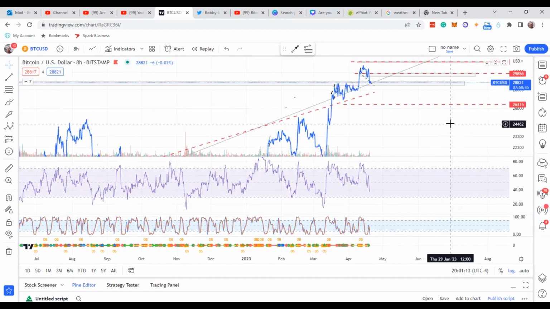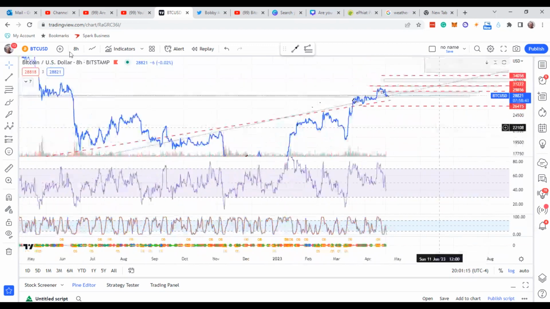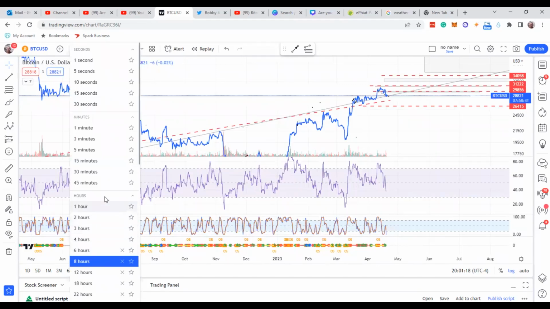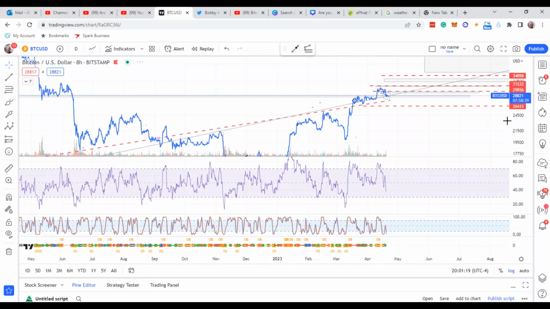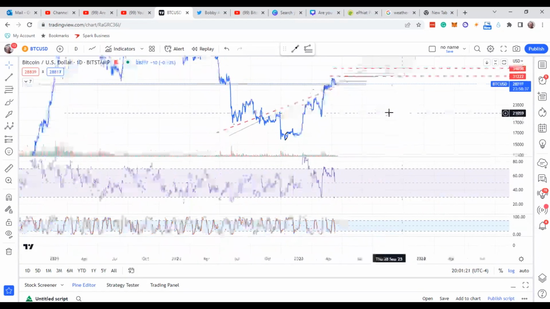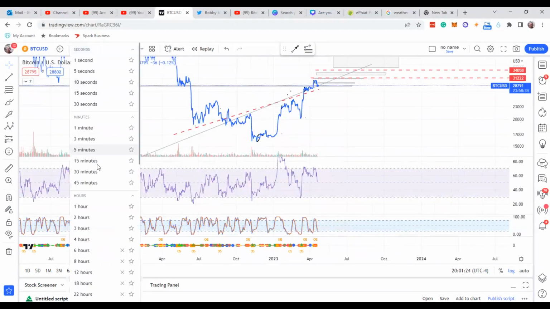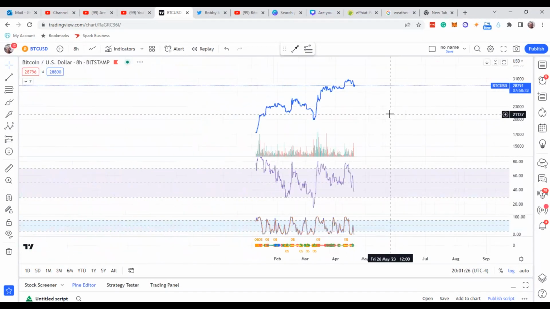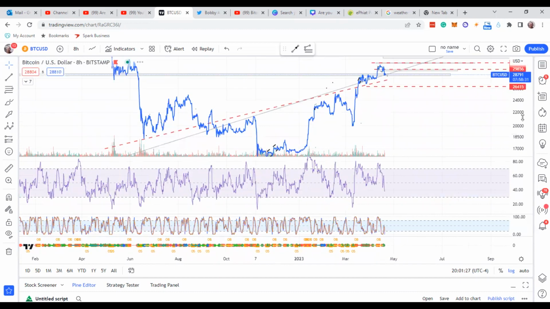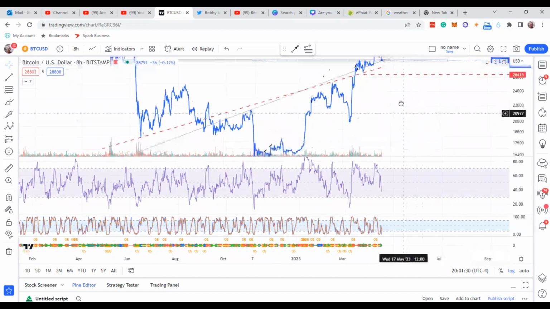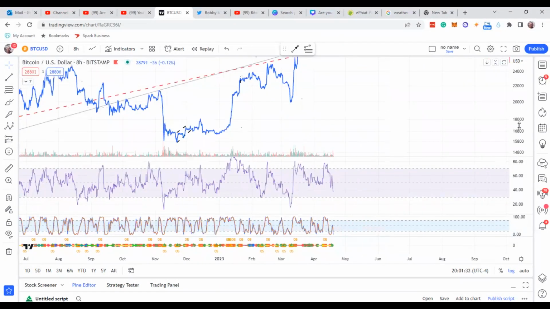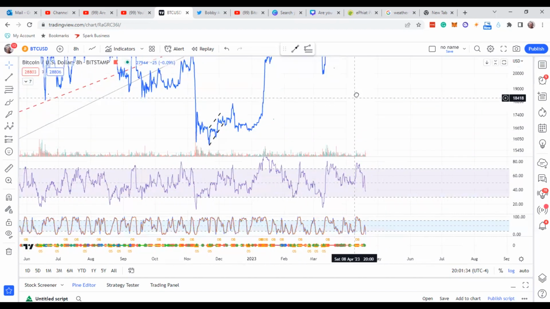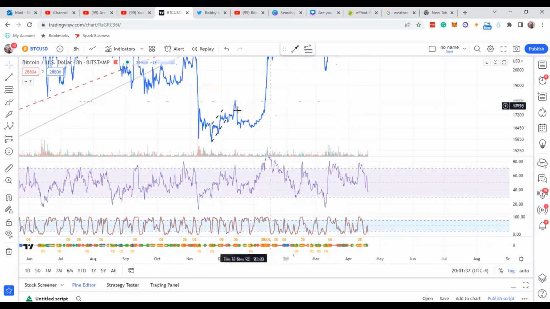I'm bullish on Ethereum and I'm bullish on Bitcoin, and let's go through the reason why. Let me go to the 8-hour chart so we can see a little bit more of the details. Here's the reason why, and here's actually another flat. I want to show you the potential of these flats, of how high they can go.